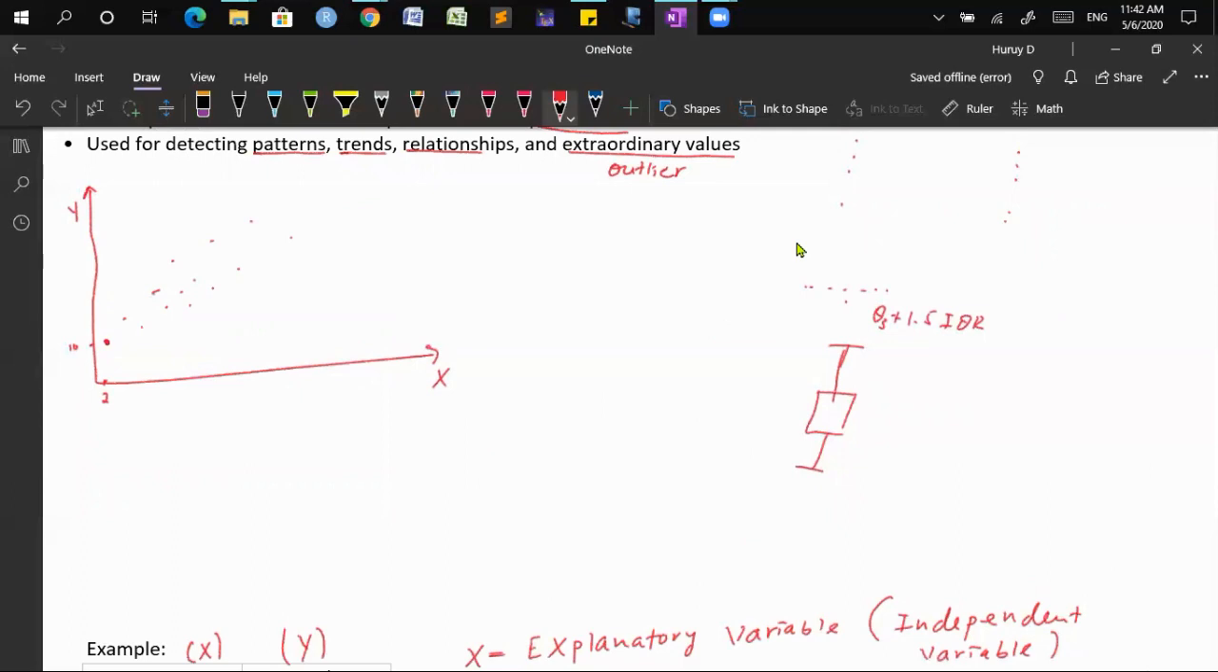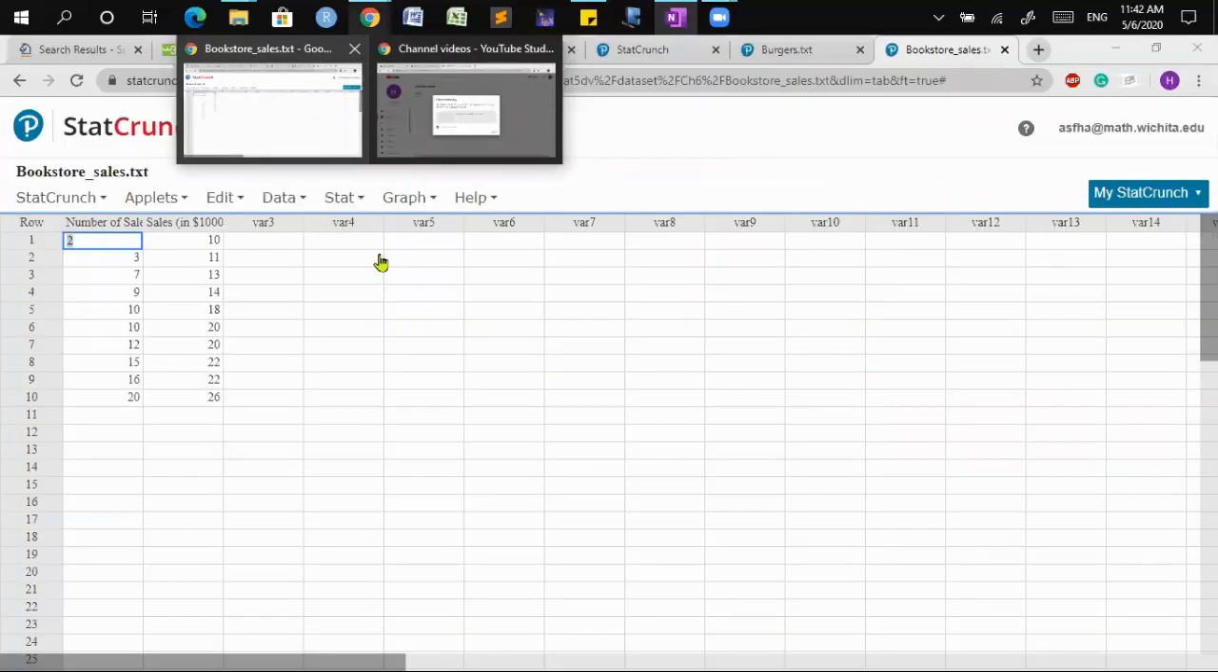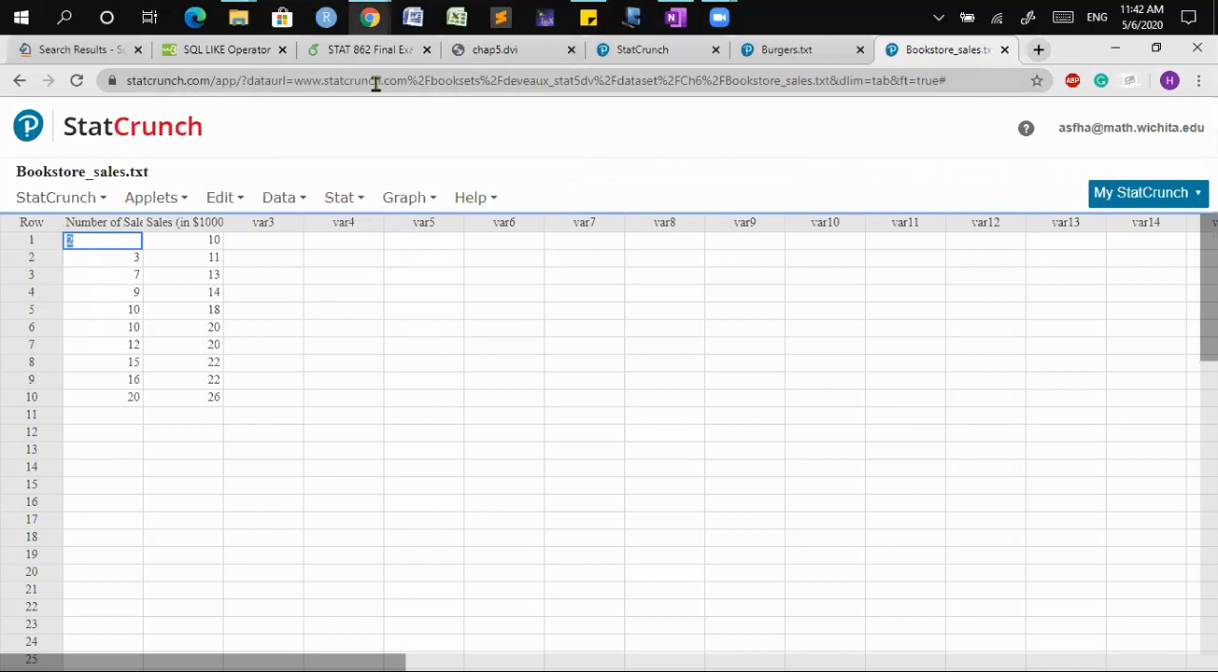Okay, and this is what we call the scatter plot. You don't use a line for it, just the dots. Now you can look at this one, and you see if there is a pattern or not. I have this data on StatCrunch. You too, you have it. So if you want, you can just go to the data on StatCrunch and have a look at it.